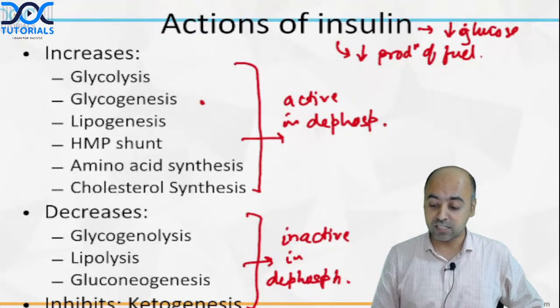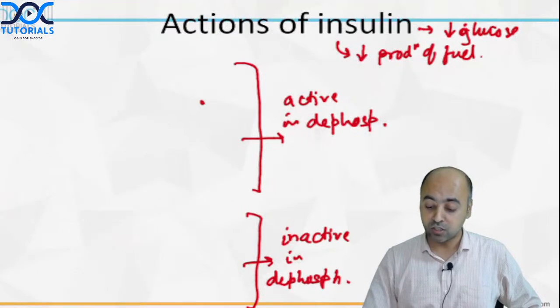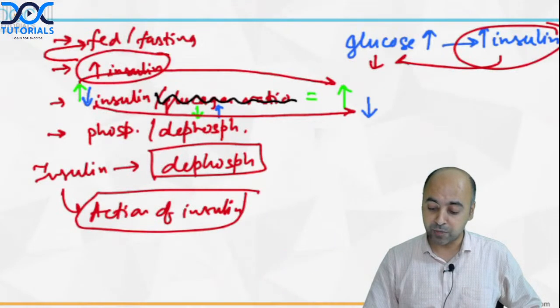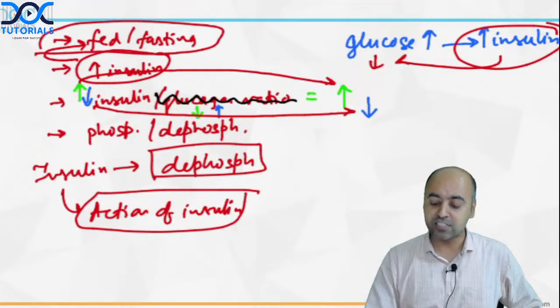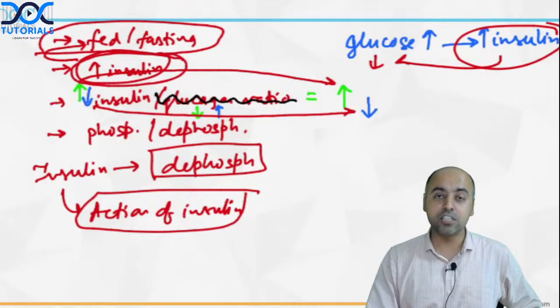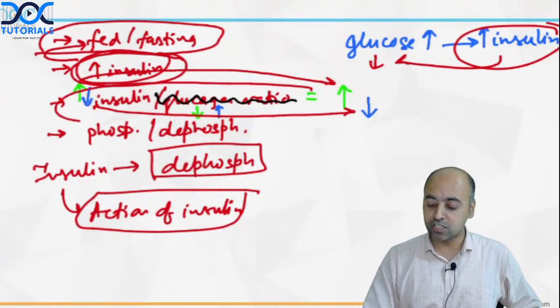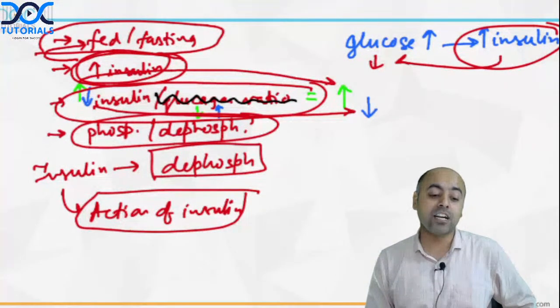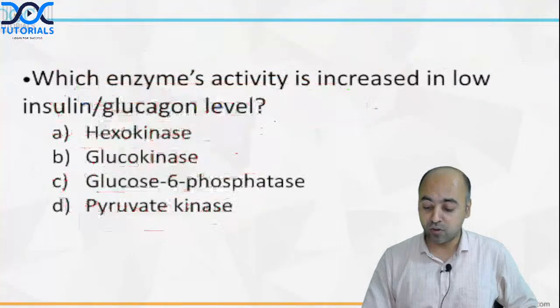Very important concept. Repeatedly we'll get the question from one of these 4 points which I have mentioned. What is happening in the fed and fasting state? Which enzymes are active, which are not active? What is happening when there is increased insulin? What is happening when there is change in insulin glucagon ratio? What enzymes are active in the phosphorylated form? What enzymes are active in the dephosphorylated form?